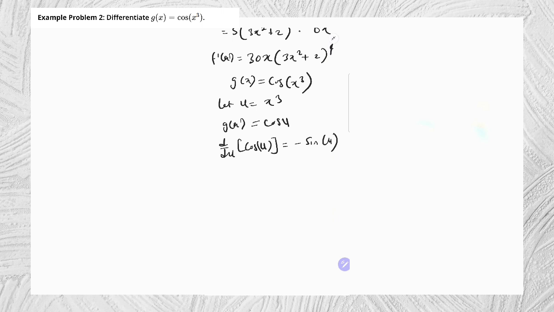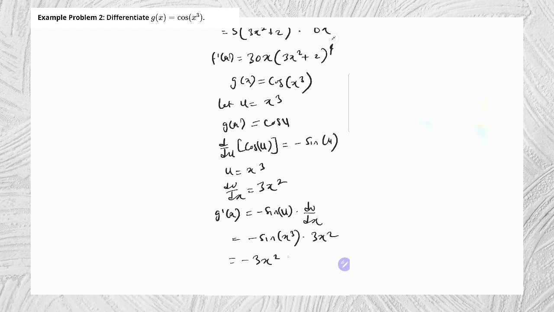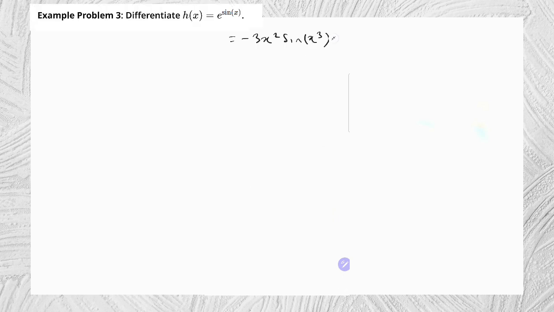Now when you differentiate u is equal to x cubed, you are going to get du dx is equal to 3x squared. Now when you apply the chain rule, you are going to get minus sine u times du dx. So once you substitute u is equal to x cubed and du dx is equal to 3x squared, you are going to get minus sine x cubed times 3x squared. And your final answer is minus 3x squared sine x cubed.